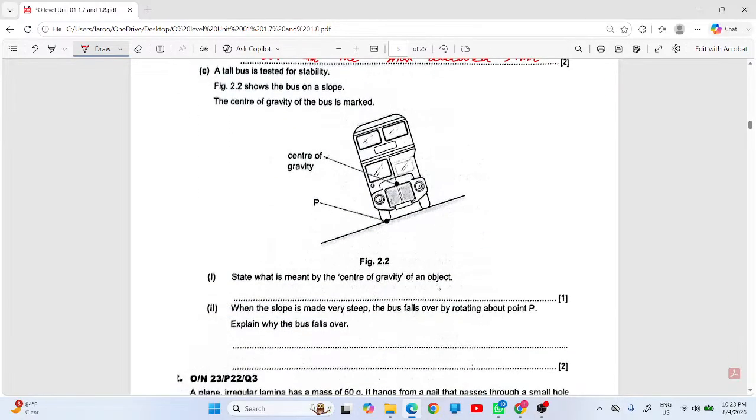Next is a tall bus is tested for stability. Figure 2.2 shows the bus on a slope. The center of the gravity of the bus is marked. This one is the center of the gravity. State what is meant by the center of gravity of an object.